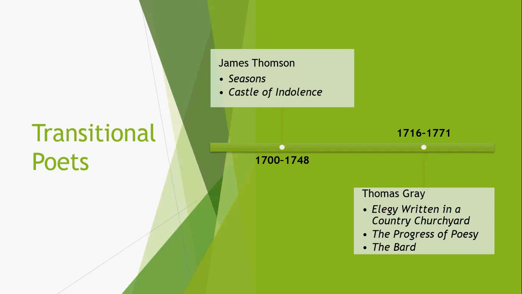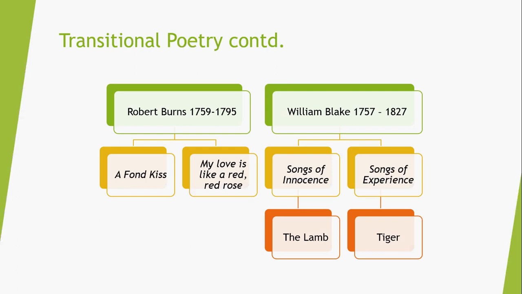There are a few examples of transitional poets in two slides. James Thomson, who wrote Seasons and Castle of Indolence, among other works, lived from 1700 to 1748, and Thomas Gray lived between 1716 and 1771. One of his poems was taken up as an example earlier, Elegy Written in a Country Churchyard. Two other examples are given, The Progress of Poesy and The Bard.